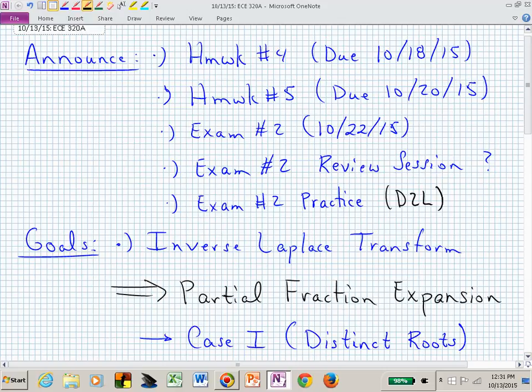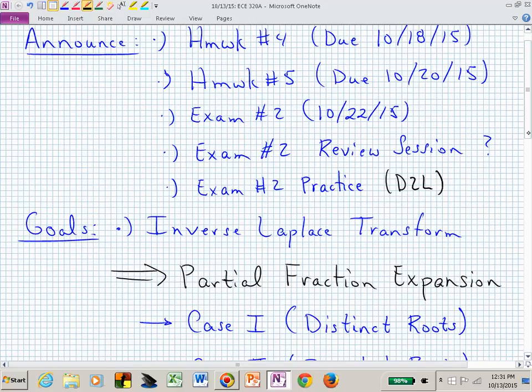Have you seen the final value theorem before? It's not the final value. We'll talk about that hopefully on Thursday. But today what I want to do is focus mostly on inverse Laplace transforming and partial fraction expansion.